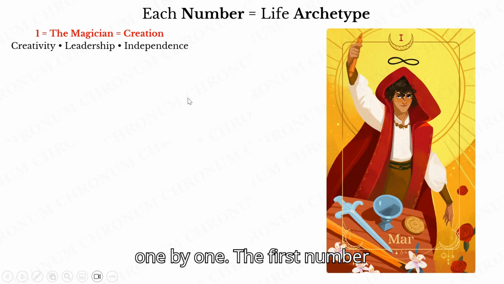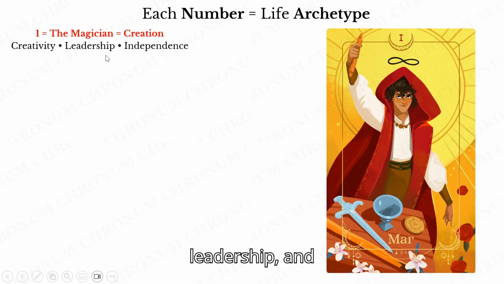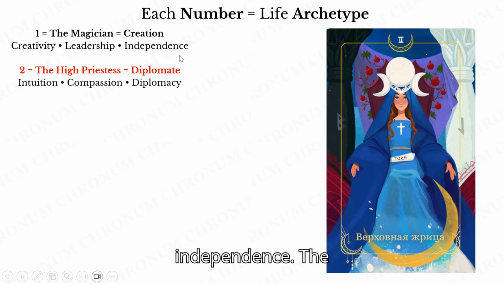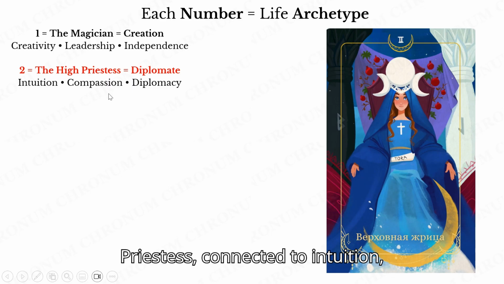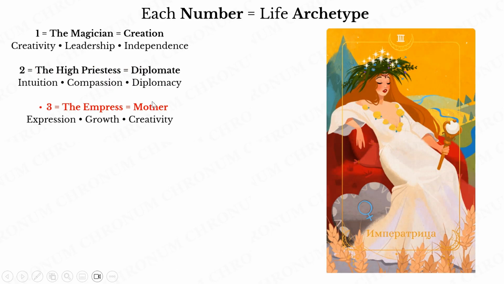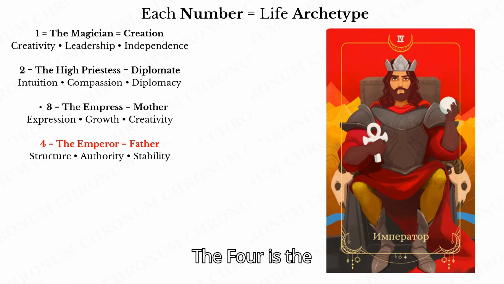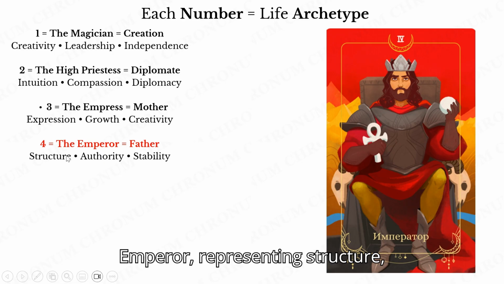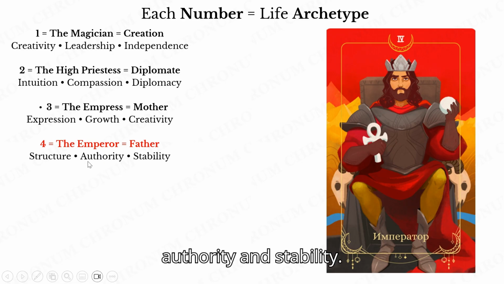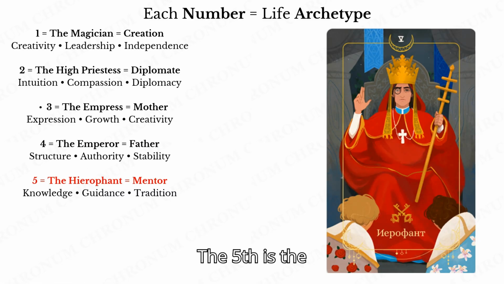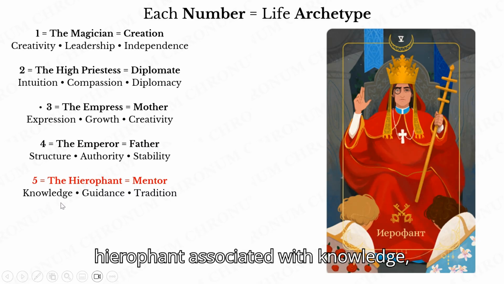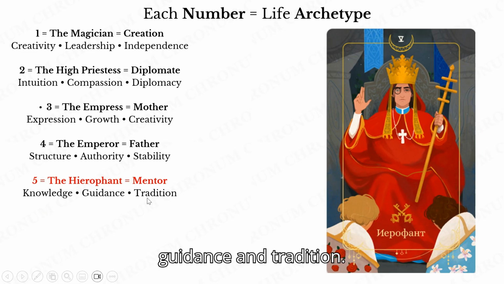The first number is linked to the magician, symbolizing creativity, leadership, and independence. The second is the high priestess, connected to intuition, compassion, and diplomacy. The third is the empress, expressing expression, growth, and creativity. The fourth is the emperor, representing structure, authority, and stability. The fifth is the hierophant, associated with knowledge, guidance, and tradition.